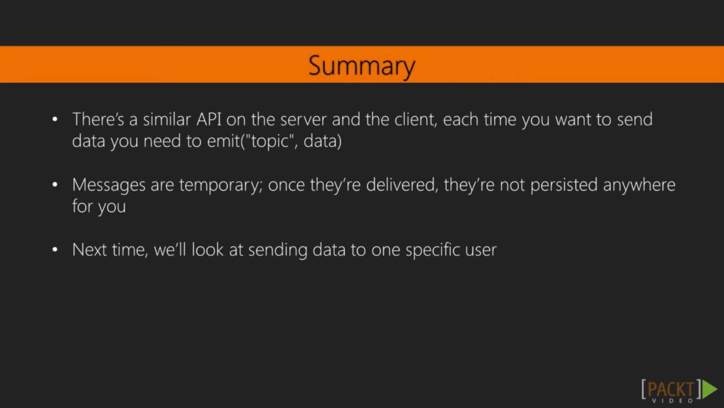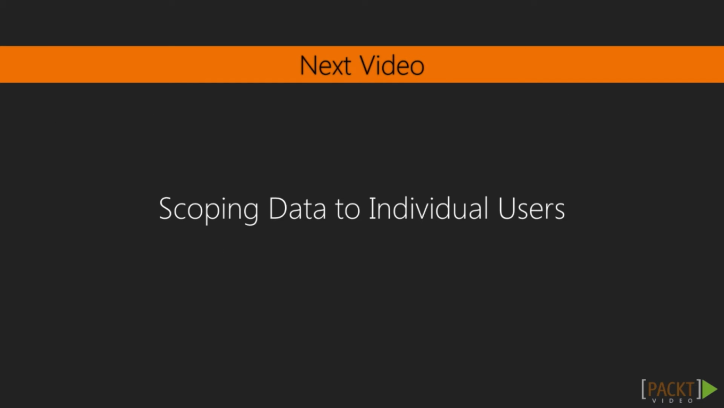There's a similar API on the server and on the client. Each time you want to send data, you need to emit on a specific topic, and anyone that is interested in that data can listen on that topic. Unfortunately, these messages only exist temporarily whilst in transit and are not persisted anywhere. We'll take a look at how we can persist them in a later video. Next time, we'll be looking at sending data to a specific user, which will form the building blocks of our chat room example.